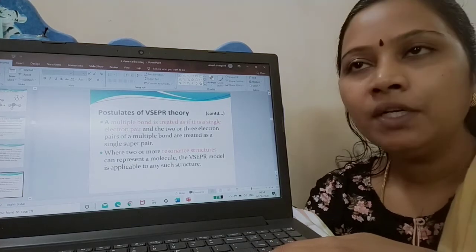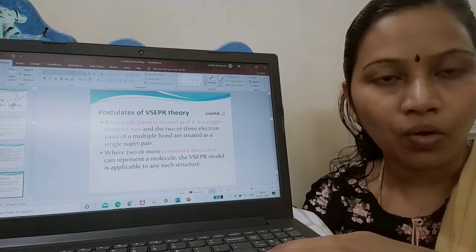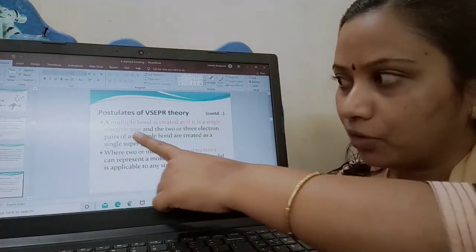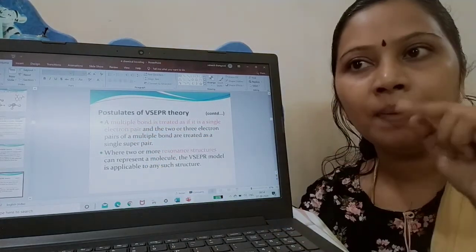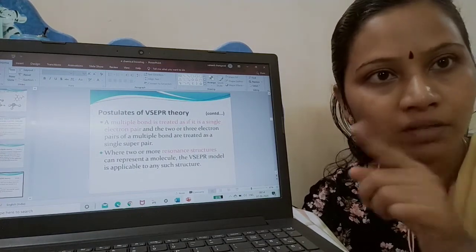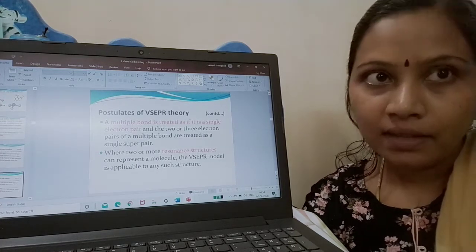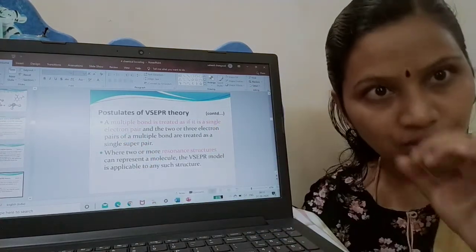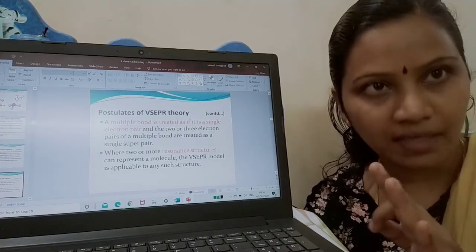Now, as per our VSEPR theory, I should treat a multiple bond as a single bond. See, a multiple bond is treated as if it's a single electron pair. A multiple bond, say for example, a bond which is present between an N atom and another N atom, there are three electron pairs. So a multiple bond here is treated as if it is a single electron pair. But originally there are three electron pairs between a nitrogen atom and a nitrogen atom.